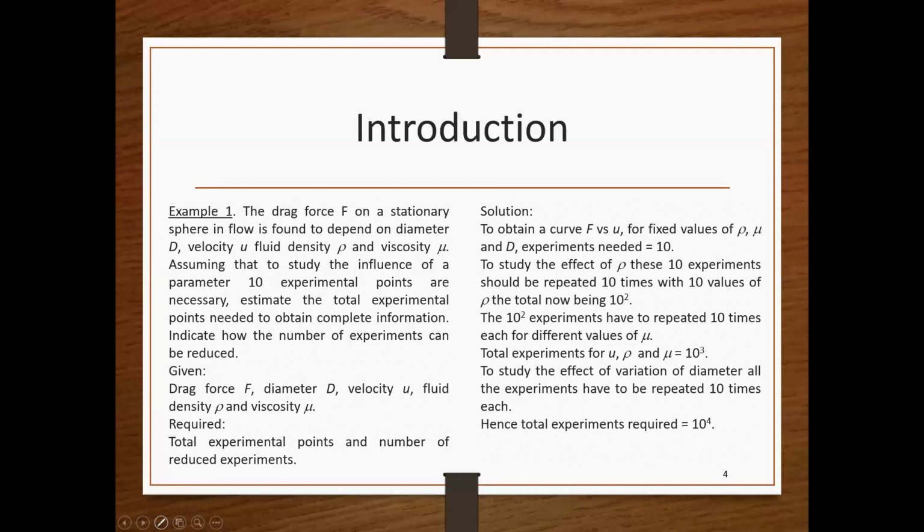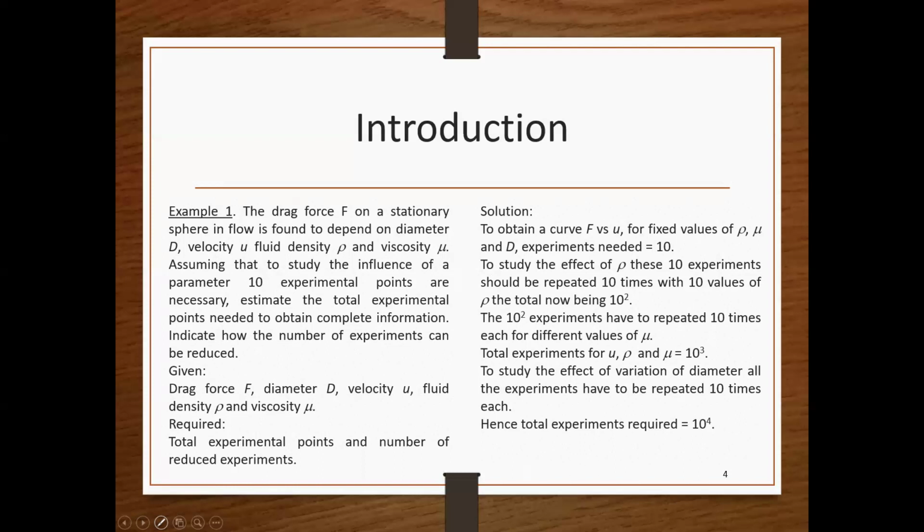Solution. To obtain a curve F versus U for fixed values of rho, mu, and D, experiments needed is 10. Okay. So 1, 2, 3, 4, 5. To study the effect of rho, this experiment should be repeated 10 times with 10 values of rho, the total now being 10 squared. The 10 squared experiments have to be repeated 10 times each for different values of mu. So total experiments for U, rho, and mu is 10 cubed.